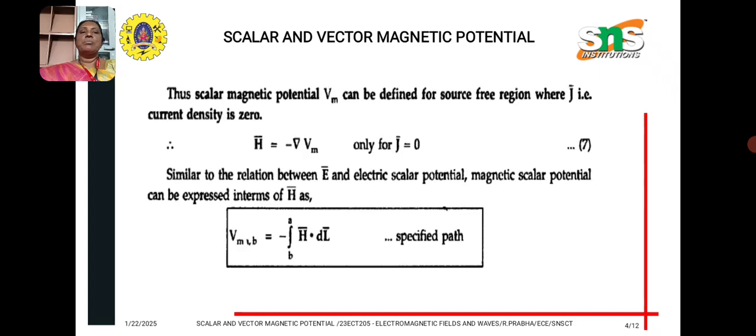The scalar magnetic potential Vm can be defined for source free region, that is, where the current density J is 0. H vector is equal to minus del Vm, and this is only for source free region where J is equal to 0. So similar to the relation between the electric field and the electric scalar potential, the magnetic scalar potential can be expressed in terms of the magnetic field H as Vm,ba is equal to minus integral from b to a of H dot dl over a specified path.